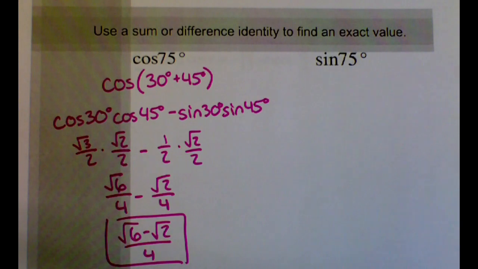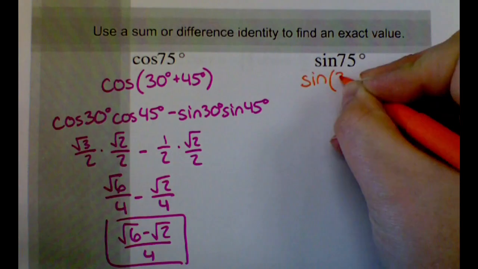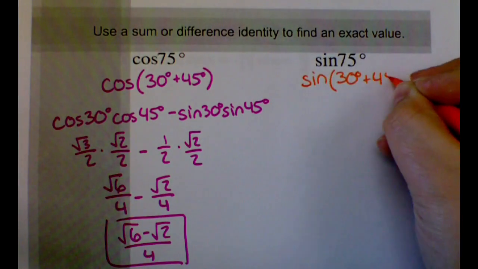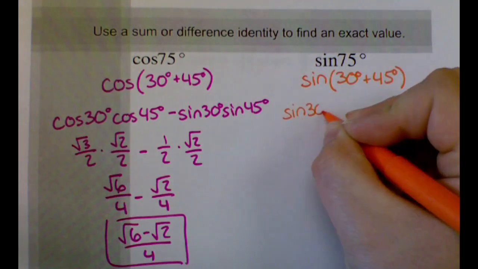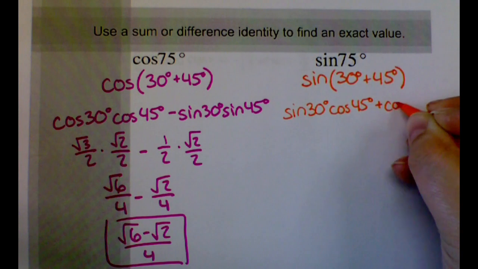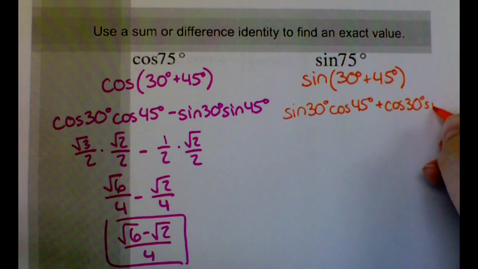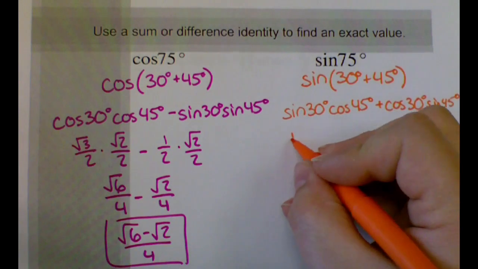All right, sine of 75. I wonder if there's another way I could do it. Absolutely. I could do 120 minus 45. That sounds awful to me, but I could. I'm going to do 30 and 45 again. Sine of 30 plus 45. So the sine rule is sine of the first times cosine of the second plus cosine of the first times sine of the second. Sine of 30 degrees is 1/2.